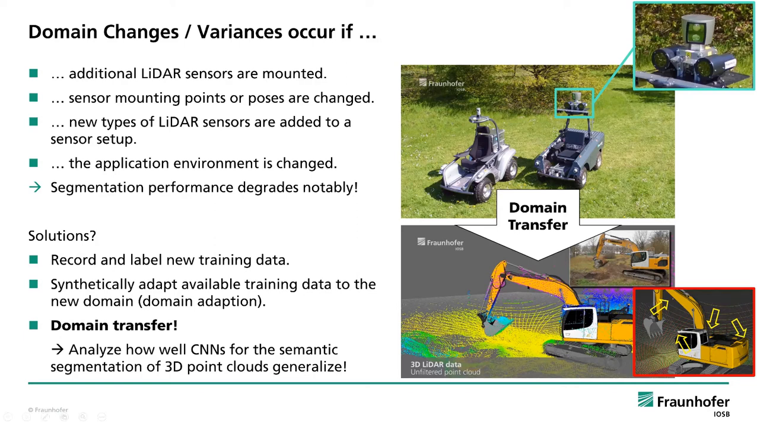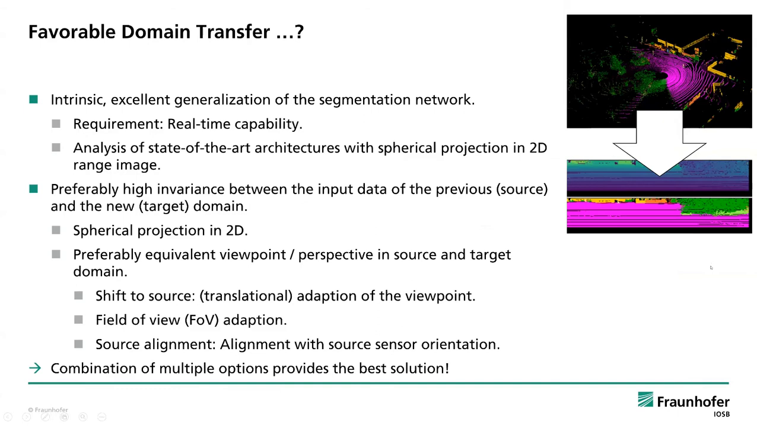And what would be preferable is to just take the semantic segmentation network, put it on the other robotic platform, and have a good performance. So that was our motivation in the work. So as I said, what we need for a favorable domain transfer is on the one side, sufficiently good intrinsic generalization of our segmentation networks. And of course, as we're working in robotics, we also have to work in real time. So all that we do has to be real time capable.